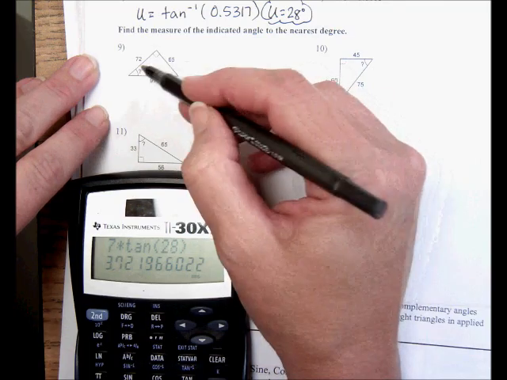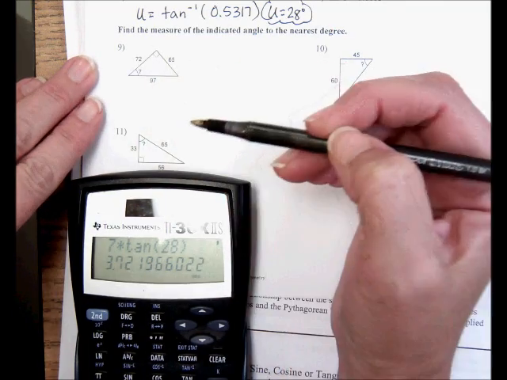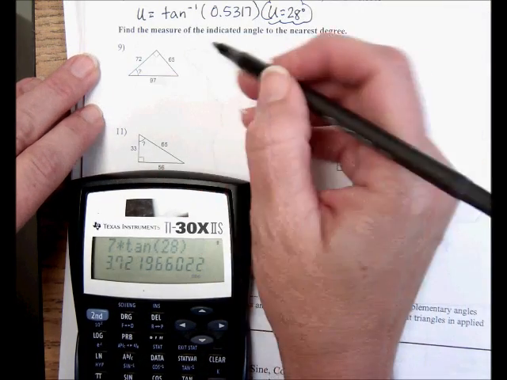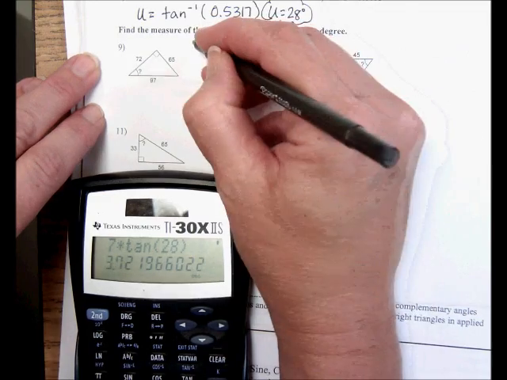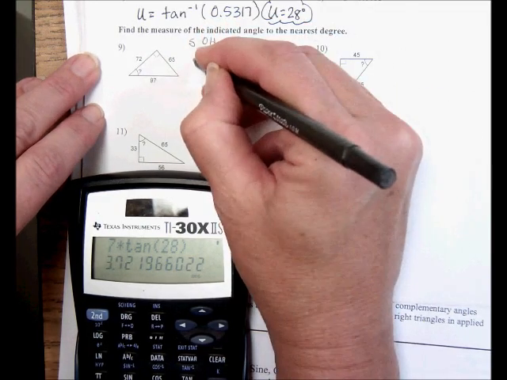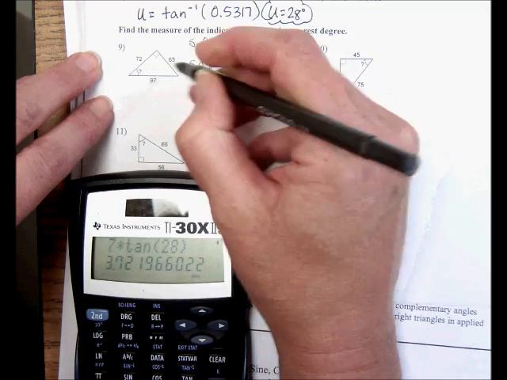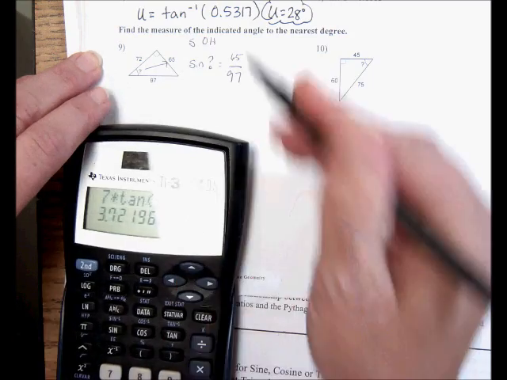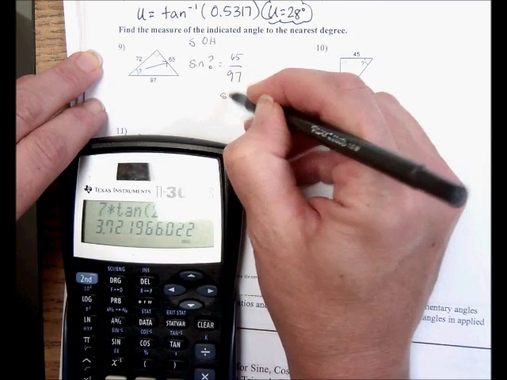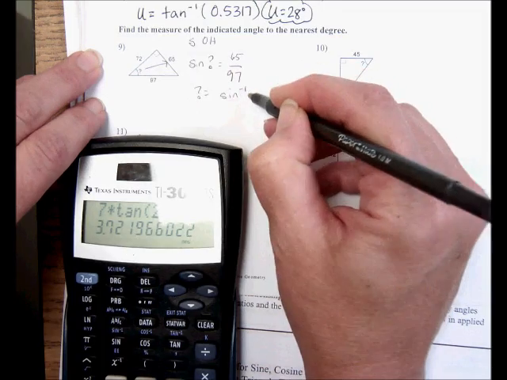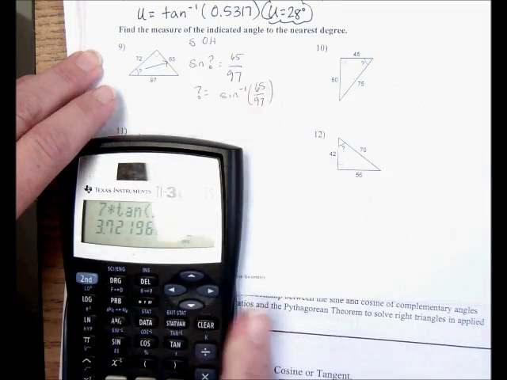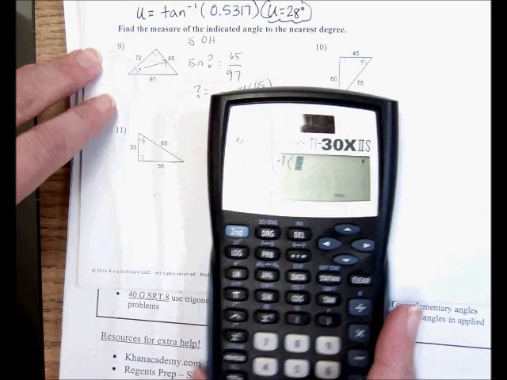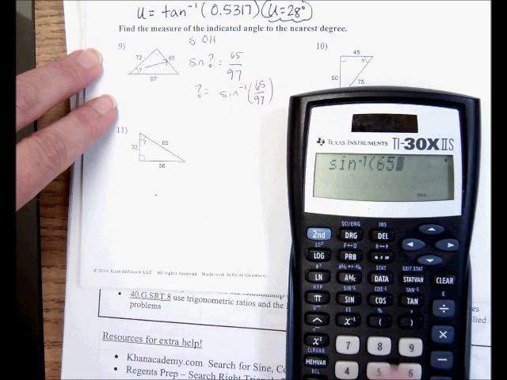If I turn the page, I can use these same ratios to solve for missing angles. I did some in class, but let's look down here at the bottom of the page. It says find the measure of the indicated angle to the nearest degree. In these situations, I have all three of the sides, so I can use that to solve for the missing angle. I'm just going to choose a different ratio each time.